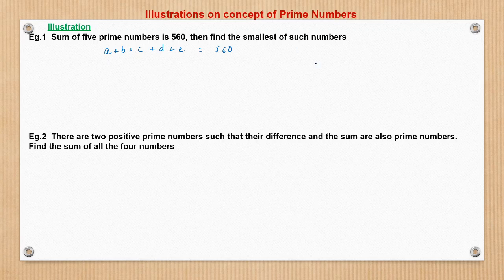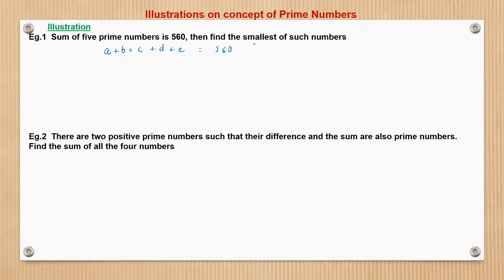Now we know that all the prime numbers are odd except for the prime number 2, which is an even prime number. And now there are five prime numbers, right? So if all the prime numbers are odd, then the summation of five odd numbers will be odd, but here it is even. So therefore there must be one even prime number, then only the summation is even, and that even prime number is nothing but the smallest prime number, which is 2.